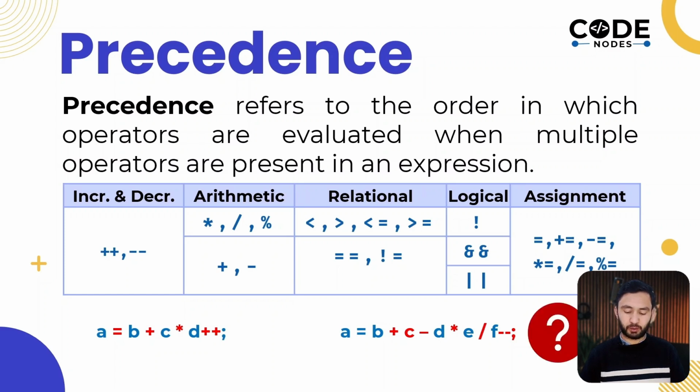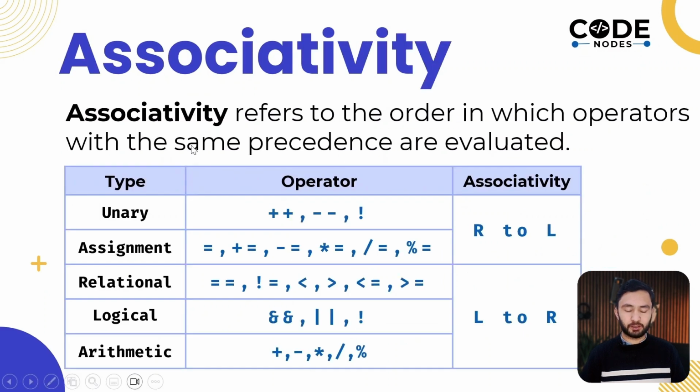So when these types of problems come up, associativity comes into the picture. Associativity refers to the order in which operators with the same precedence are evaluated. If the operators used multiple times are unary or assignment operators, then the order of their evaluation will be from right to left. And if the operators are relational, logical and arithmetic and they are used multiple times in any expression, then their order of evaluation will be from left to right.